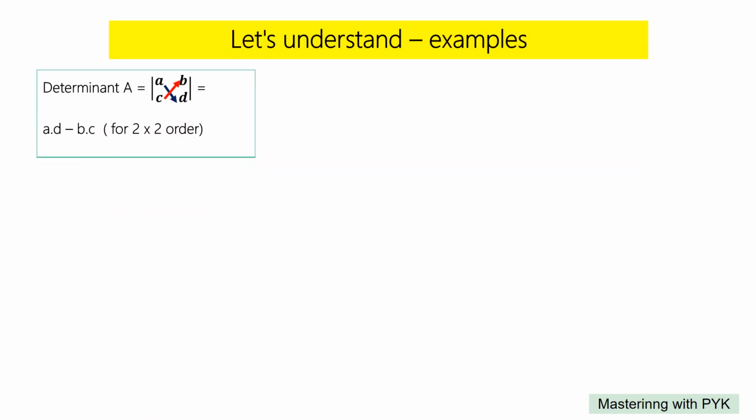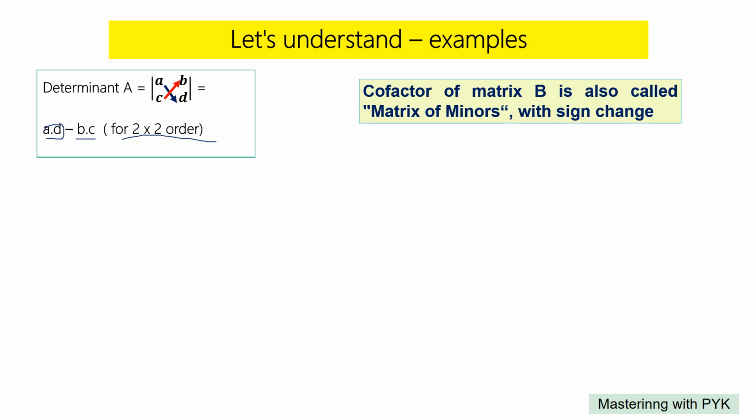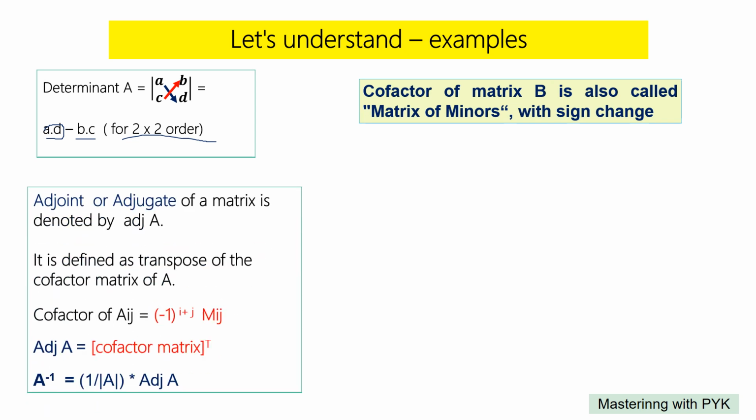Now let's understand. Again, determinant A for 2 cross 2 matrix is very simple. You cross multiply and subtract the dot product of the cross elements, right? So it is A dot D less B dot C for 2 cross 2 matrix. So cofactor of a matrix is also called a matrix of minors with sign change. Why? Because we use alternate plus minus sign or minus 1 raised to the power i plus j, right? So this is how we find the cofactors.